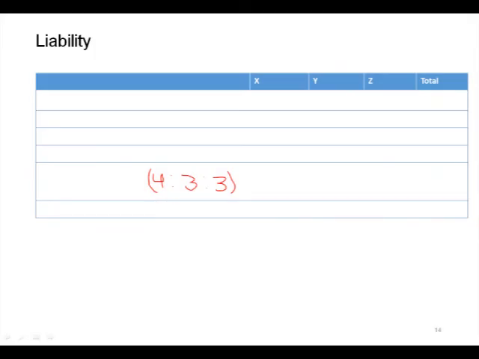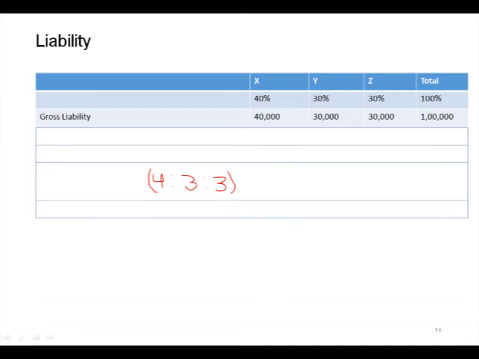Now we shall discuss how to calculate the liability of the underwriters X, Y and Z given in the previous illustration. The obligation is 40%, 30%, 30% respectively. Similarly, the gross liability becomes 40,000 for X, 30,000 for Y, and 30,000 for Z. The total number of shares is 1 lakh, and out of 1 lakh, only 80,000 were subscribed by both the public directly and through the underwriters.